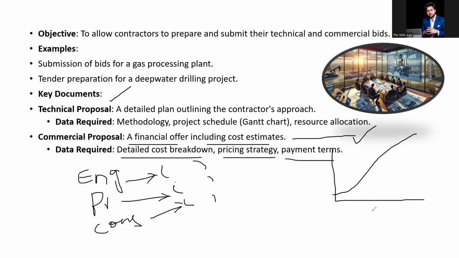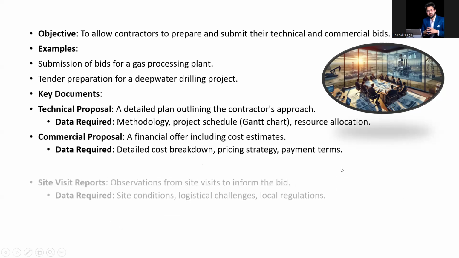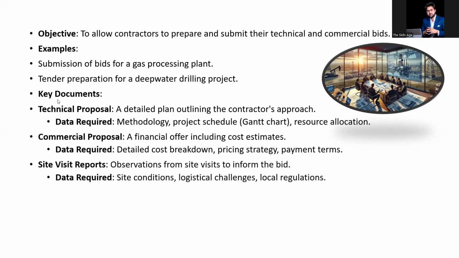Okay, this way. There is your project timeline, there is your cost. So it shows how much you are required to invest in your project in a given month. This is higher level. Payment terms, same thing: how the client is going to pay you to keep your project cash flow going smoothly. Okay. And the other thing is the site visit report. Obviously, these people are going to make their observations as per site visits, site conditions, logistical challenges, local regulations.